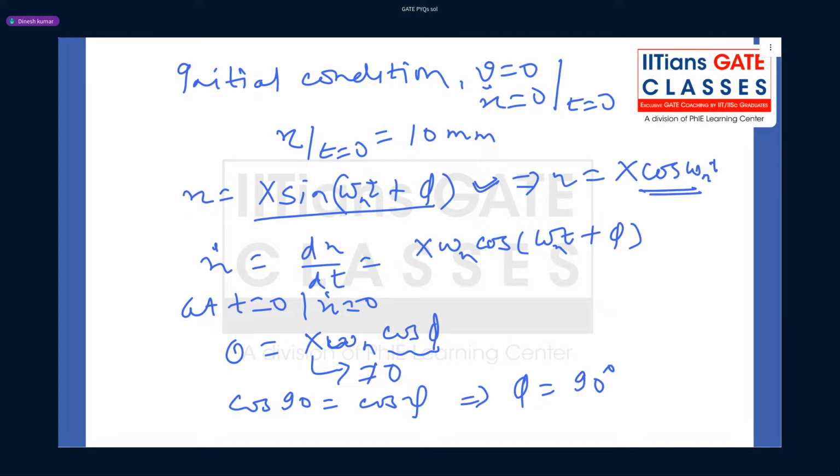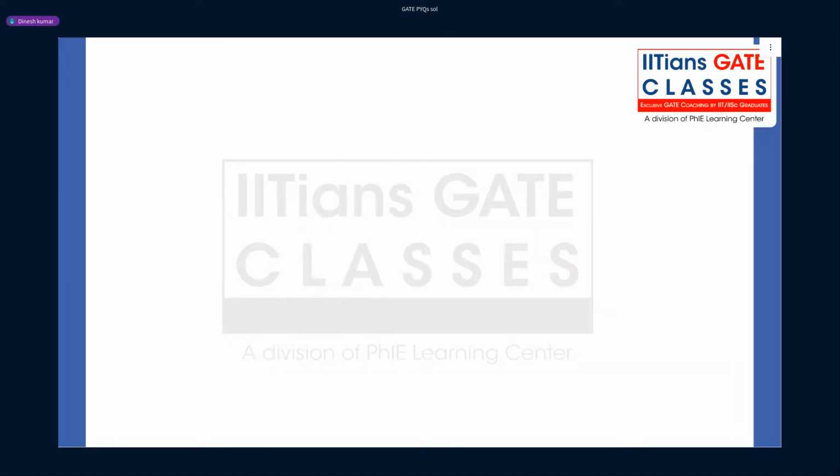Now guys, here they already told another initial condition. It says at t equal to 0, your x is what? 10 mm, right? So then substitute in the solution: 10 equal to capital X cos of 0.